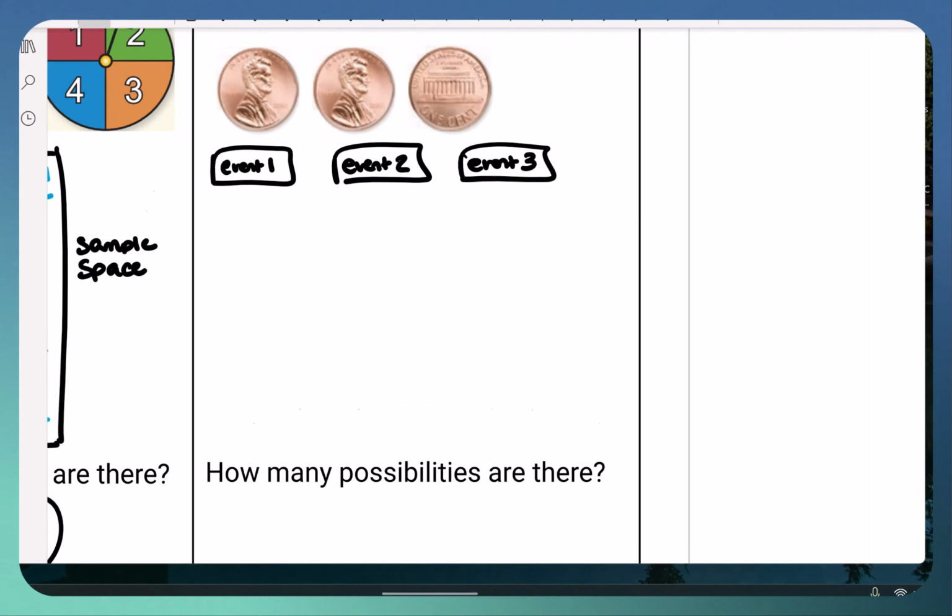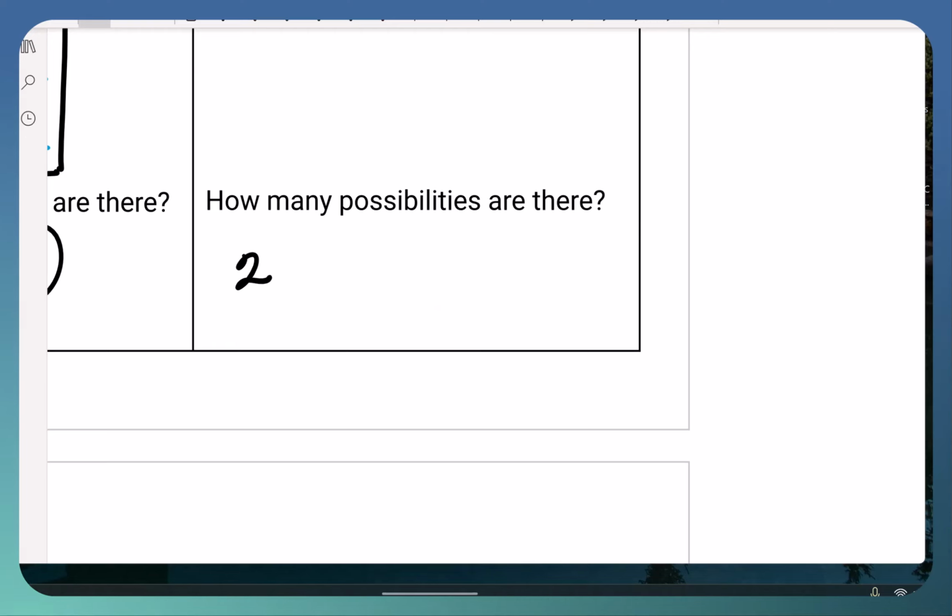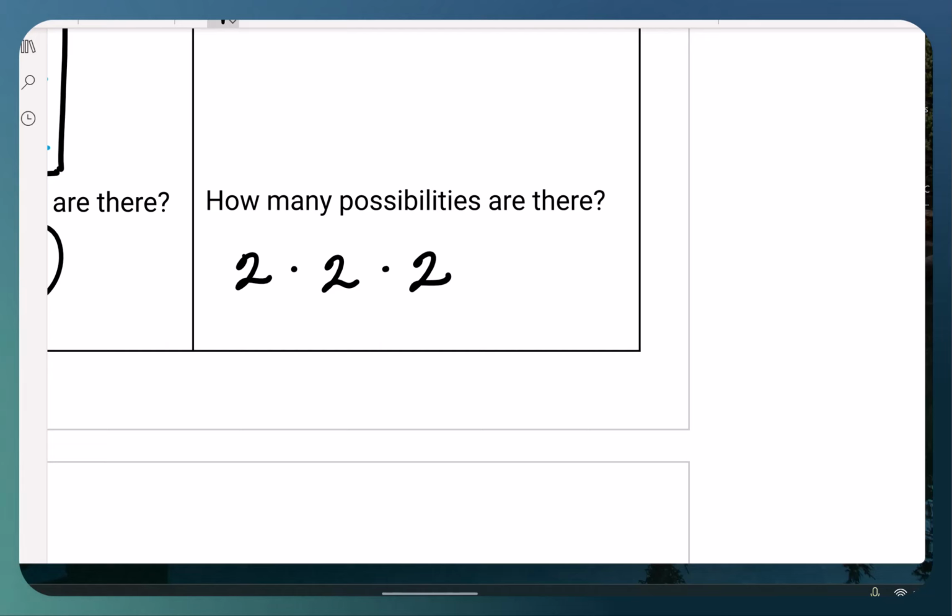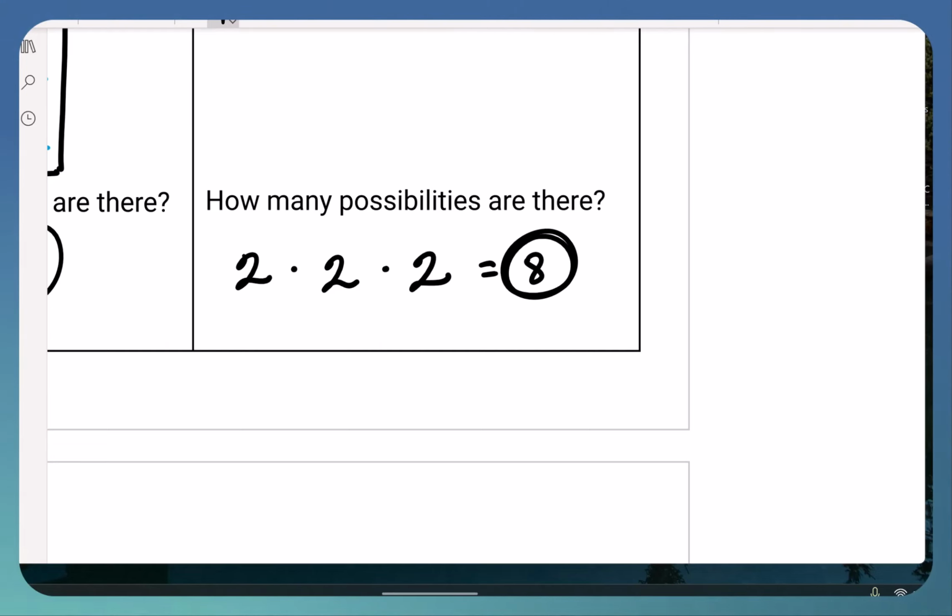Okay. All right, so we're going to do total possibility. So in that first event, I have 2 outcomes, heads or tails. Event number 2, heads or tails. Event number 3, heads or tails. So it's going to be 2 times 2 times 2, which is going to give me a total of 8 total outcomes in my sample space.